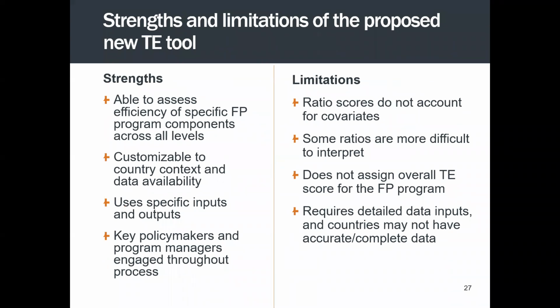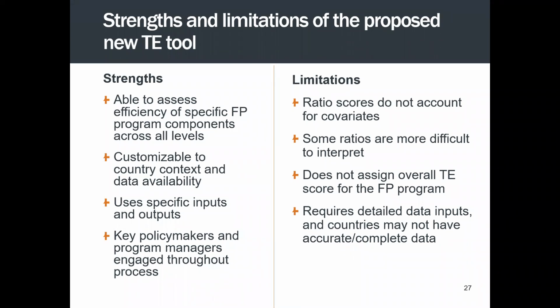So as you can see, this tool takes a different and more policymaker-centered approach to understanding family planning technical inefficiencies. And it aims to establish a logical, evidence-based process to addressing inefficiencies in the family planning program. It's very oriented to action by policymakers to make changes for efficiency. Some strengths of the approach are that we're able to assess efficiency of specific family planning program components across multiple levels, not just service delivery. The tool is customizable, available for any country to apply, and there are multiple options depending on data availability.